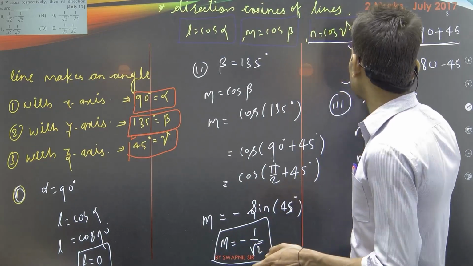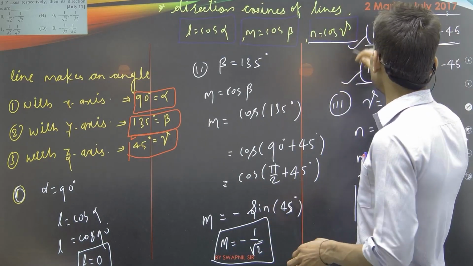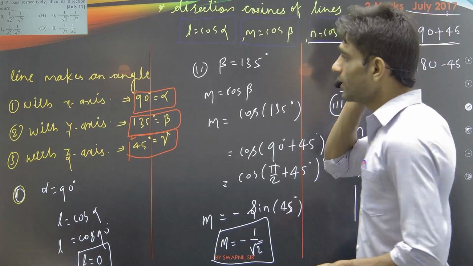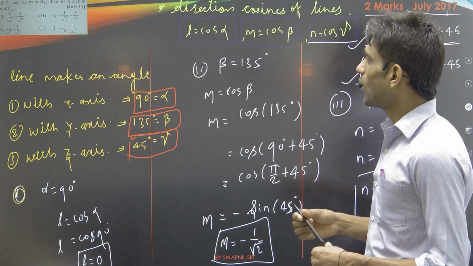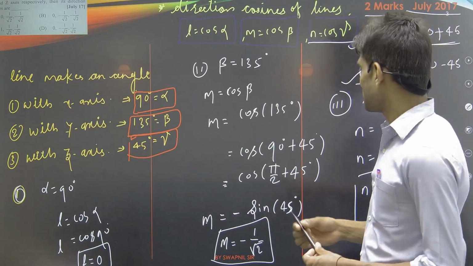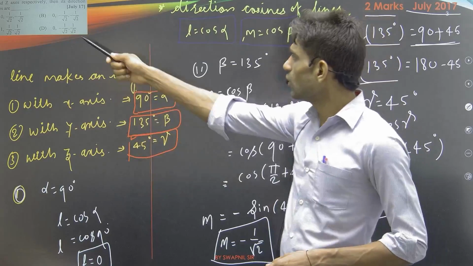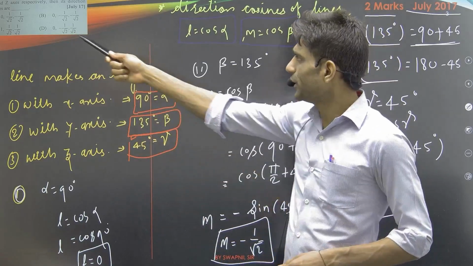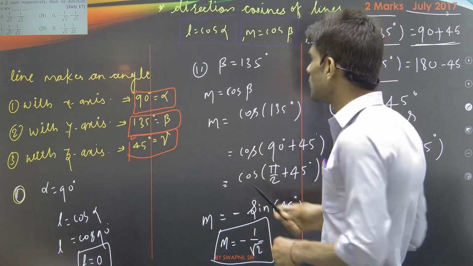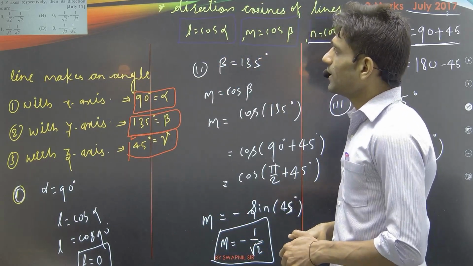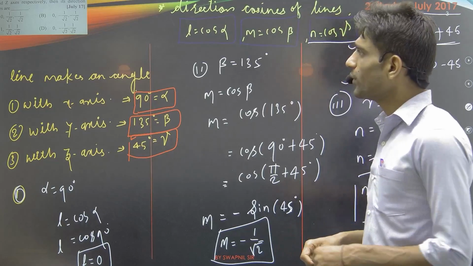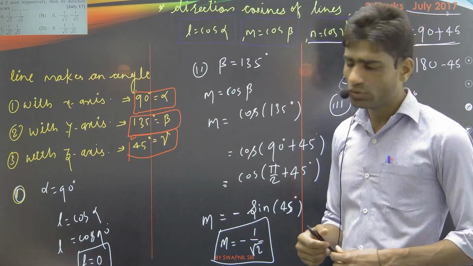This question was asked in the July 2017 board exam for 2 marks. We can see that this gives us option number two: l is equal to 0, m is equal to negative 1 by root 2, and n is equal to 1 by root 2. Yes, this is our required answer. I hope you all have understood the entire solution for this example.